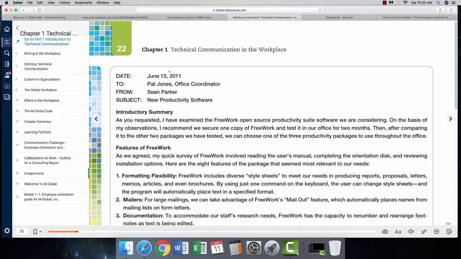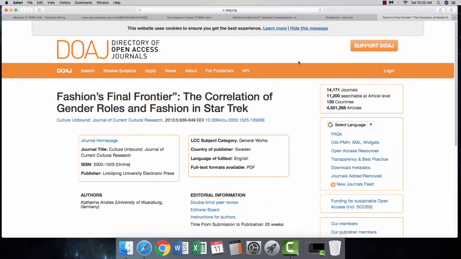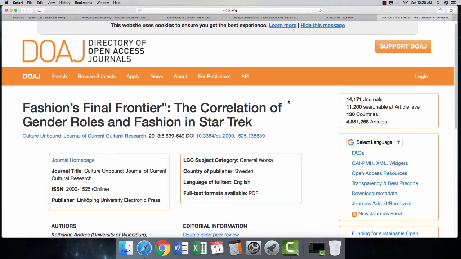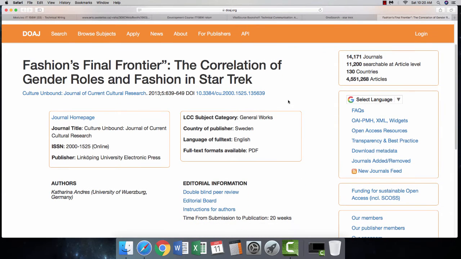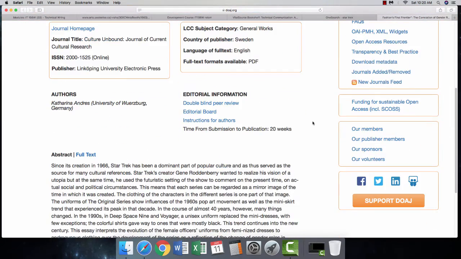But real live academics don't write from one person to one person to prove that they know something. For example, this is a piece of academic writing. Fashion's Final Frontier: The Correlation of Gender Roles and Fashion in Star Trek. Yes, I'm giving it away. I am a Trekkie.